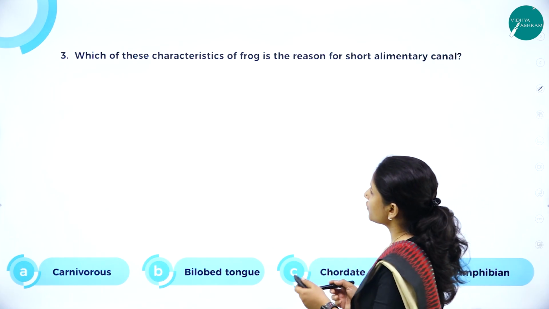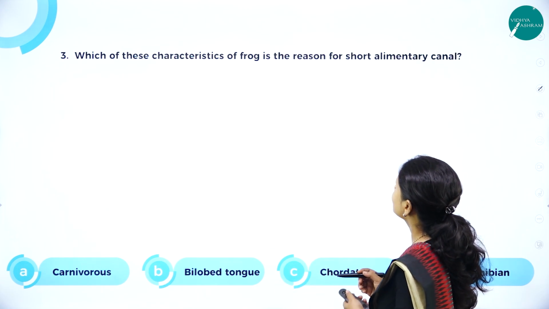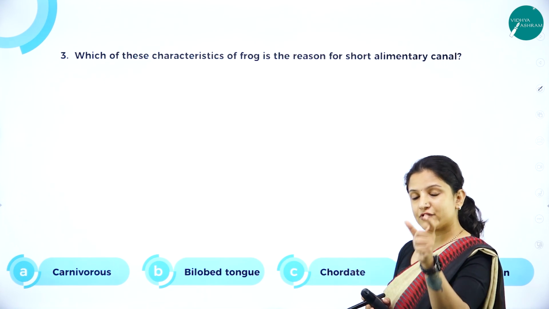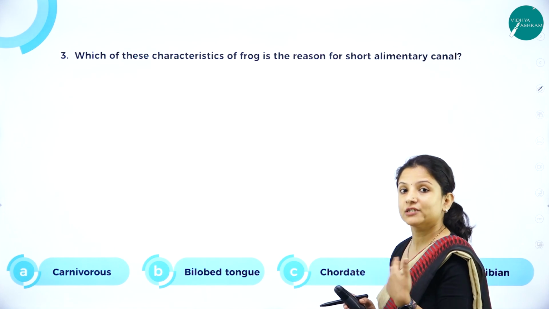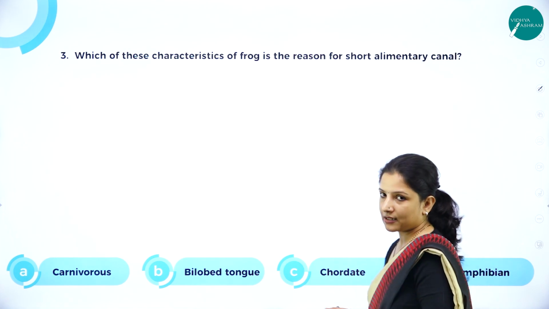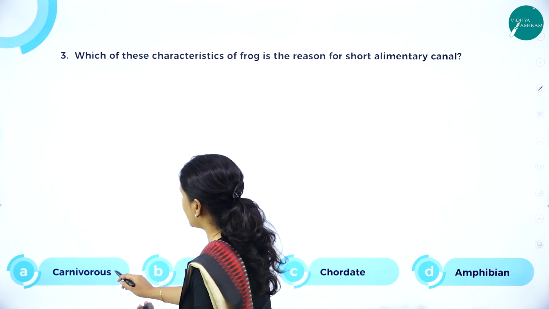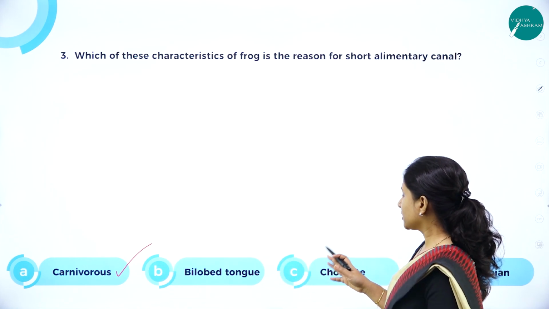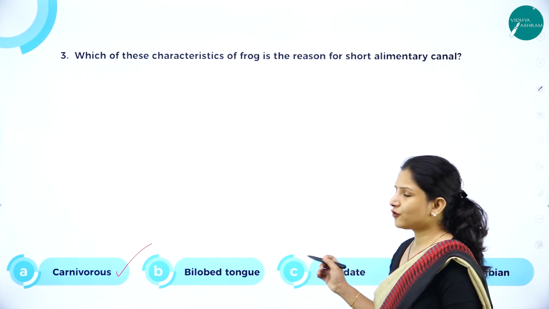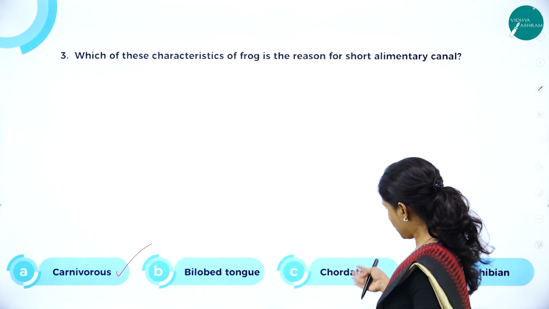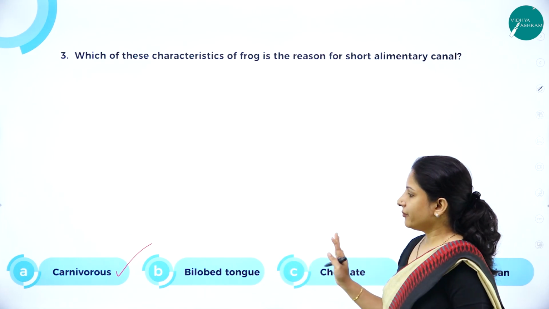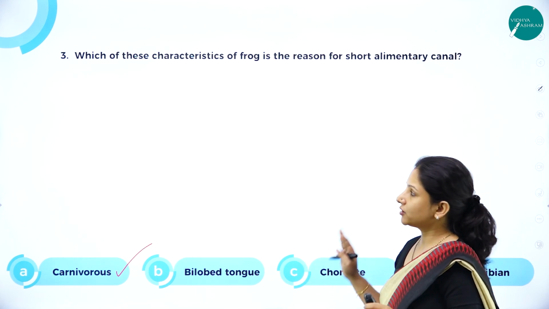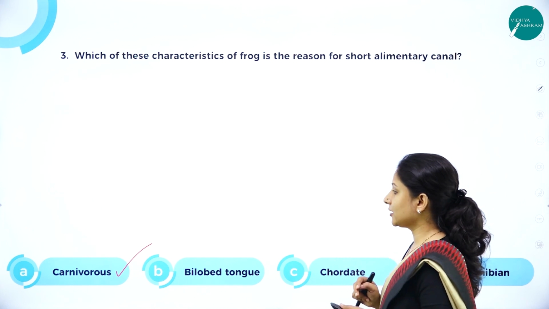Next question. Which of these characteristics of frog is the reason for the short alimentary canal? I told you frogs have a short alimentary canal, and what is the reason behind that? Is it carnivorous? Yes. Bilobed tongue, chordate, amphibians: of course, they have a bilobed tongue, they are chordates, they are amphibians, but none of these is the correct answer here. It is because they are carnivorous that they have a short alimentary canal.